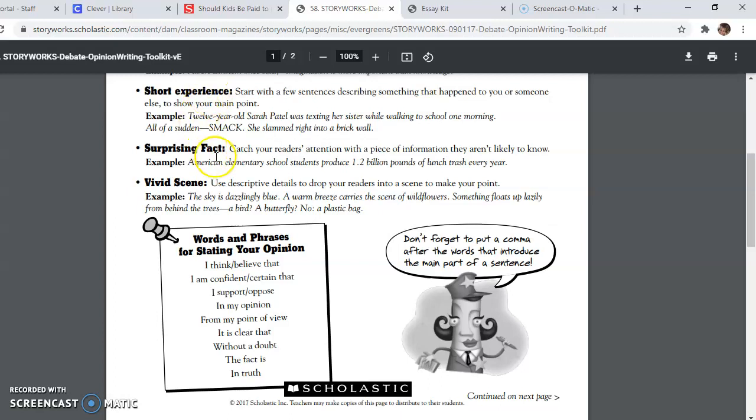Give a surprising fact. Write a descriptive scene, a vivid scene. The sky is dazzling blue. A warm breeze carries the scent of wildflowers. Something floats up lazily from behind the trees. A bird? A butterfly? No, a plastic bag. So you're trying to persuade them. Remember to stay on topic. You're trying to persuade them either that children shouldn't get paid to do their chores or that they should. So make sure you stay on topic, but that you do try and do something else for your hook.